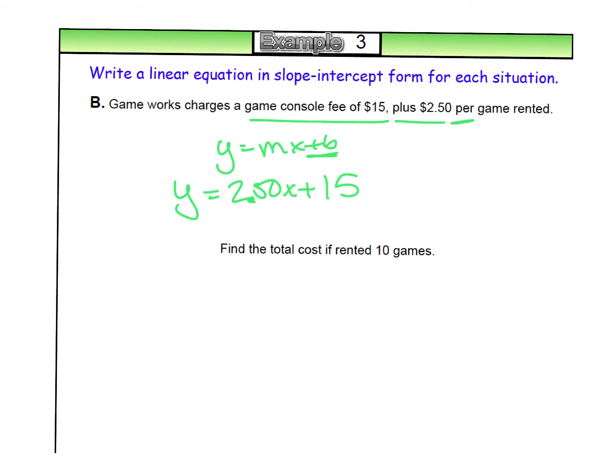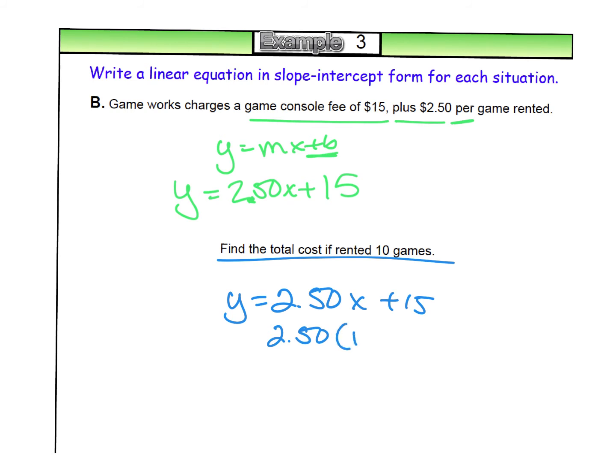So let's plug 10 games rented in. So y equals 2.50x plus 15. We're going to plug in 10 for the x. So 2.50 times 10 plus 15. I believe this equals 25 plus our 15. We have a final charge of $40.